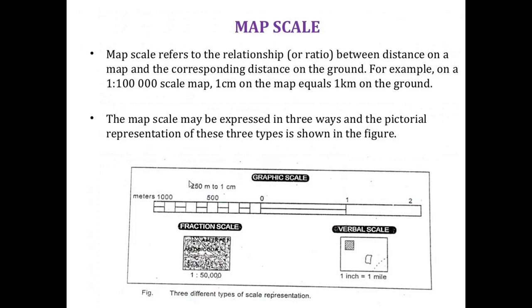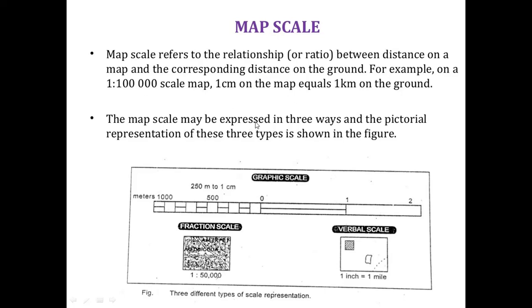What is map scale? Map scale refers to the relationship between the distance on the map and the corresponding distance on the ground. How much area is covered on the ground, that distance is shown on the map. For example, 1 kilometer on the ground is represented by 1 centimeter on the map. That's why 1 centimeter on the map is equal to 1 kilometer on the ground. This is called map scale.